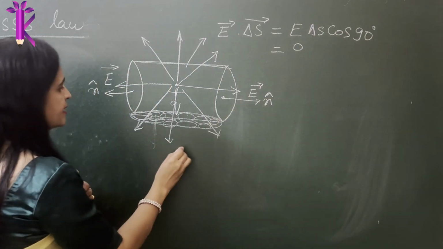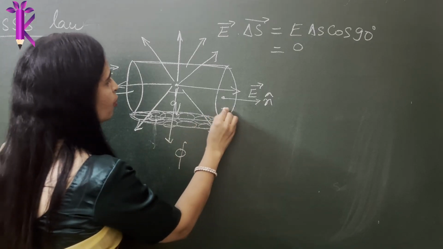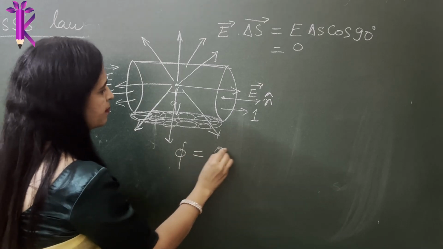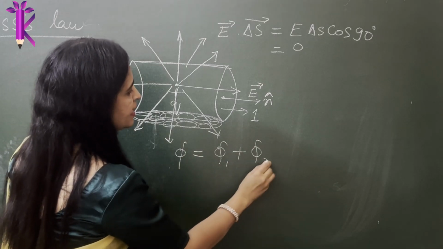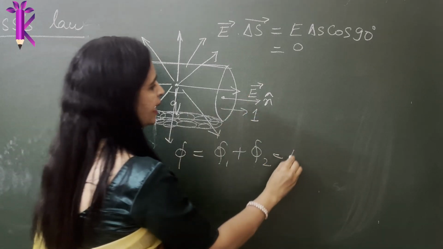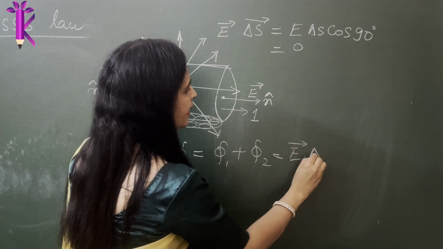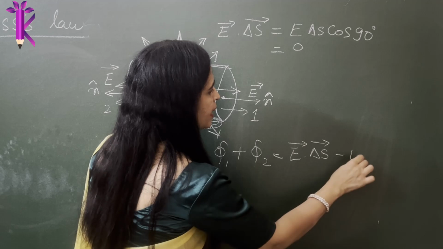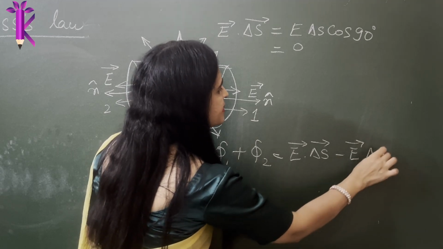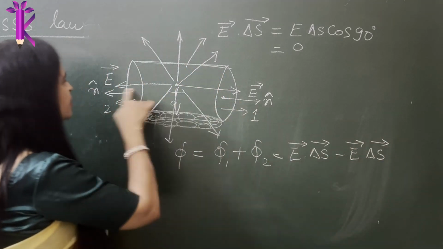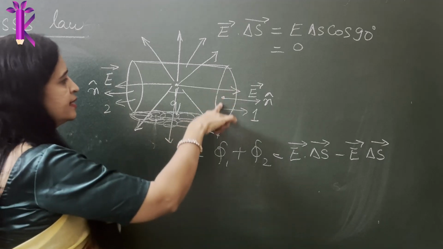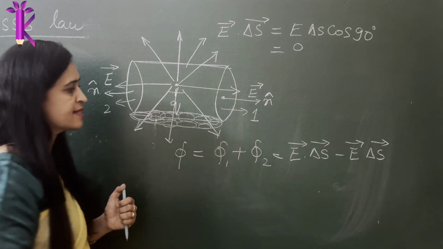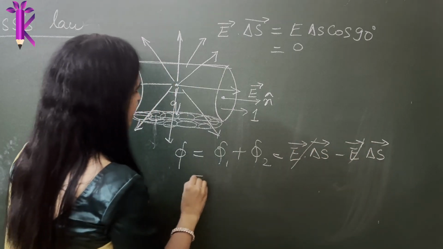Now let's calculate. The flux comes out only through surface area 1 and surface area 2. The net flux will be due to phi 1 and phi 2. Adding the vectors, it is E dot delta S, but in the opposite direction, so it will be minus E dot delta S. Why minus? Because they are pointing in opposite directions. The number of field lines here and here cancel out each other, so the net flux becomes 0.